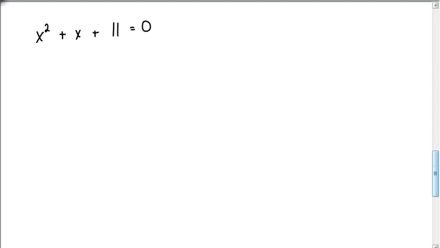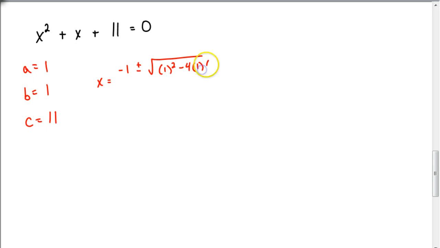So now let's look at this particular example. x squared plus x plus 11 equals 0. So I want to use the quadratic formula here. It's already in standard form and set equal to 0. So my value for a in this case would be 1. My value for b would also be 1. And my value for c would be a positive 11. So now when I plug these numbers into that quadratic formula, it's going to be x equals the opposite of b, so the opposite of 1 is a negative 1, plus or minus the square root of b squared, or 1 squared, minus 4 times a, which is 1, times c, which is 11, all divided by 2a.